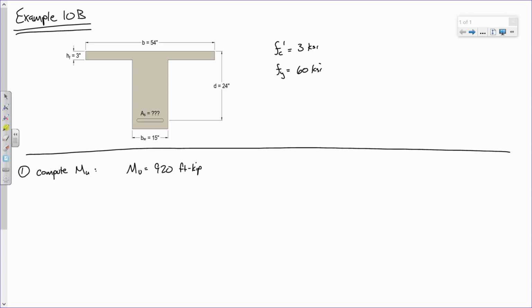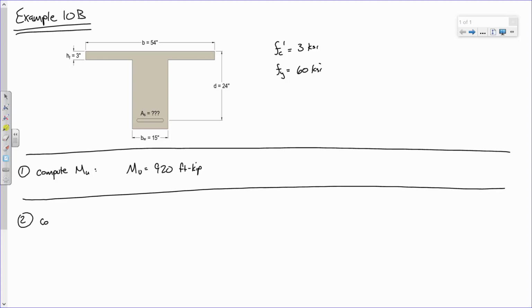And if you refer back to example 10A, this took some work. This took some time. We had to compute b and the self-weight, and then wL squared over 8, and 1.2 dead plus 1.6 live. But none of that would be different. So I don't really see any point in wasting our time. So I want to actually dig right into it.